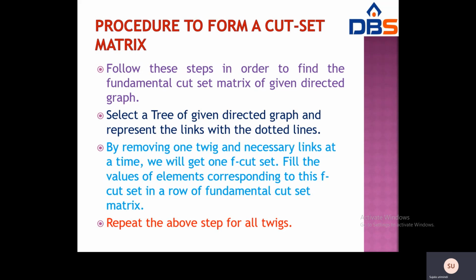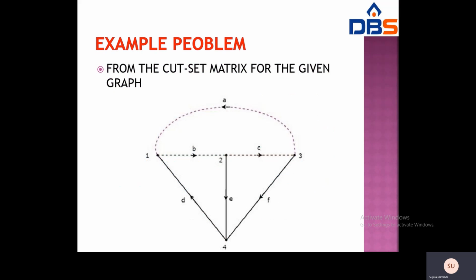Only one link and only one twig, that is tree branch, and the number of links must be there, but that part will be cut. Repeat the above steps for all tree branches. So, from the cut set matrix form for the given graph, form the cut set.